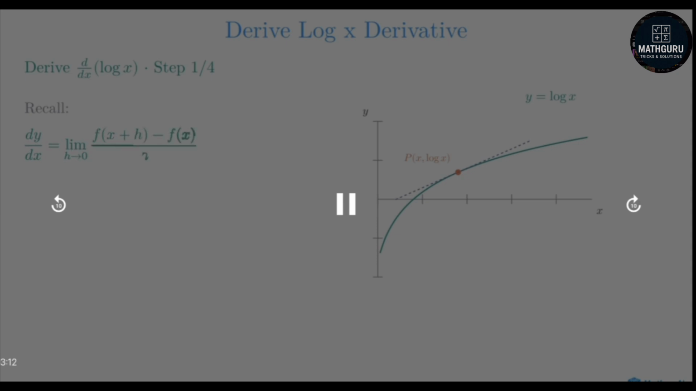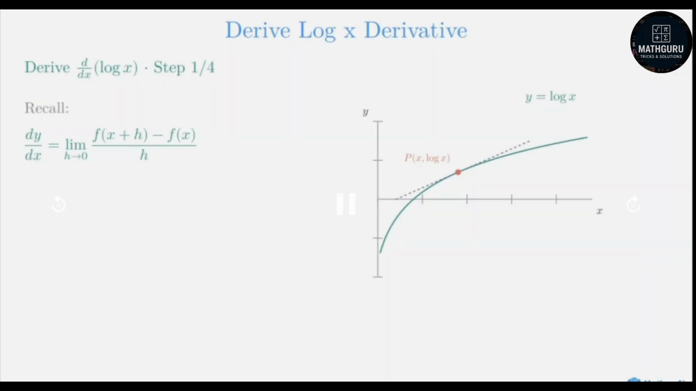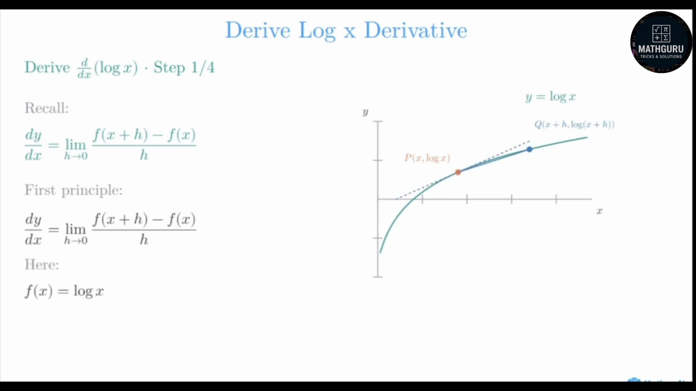Step 1. The derivative from first principles uses the limit of a difference quotient. By definition, dy by dx equals the limit as h tends to 0 of f of x plus h minus f of x, all over h. Our function f of x is log x. Substitute log x to get the limit of log of x plus h minus log x, divided by h. Now combine the two log terms using the subtraction rule.